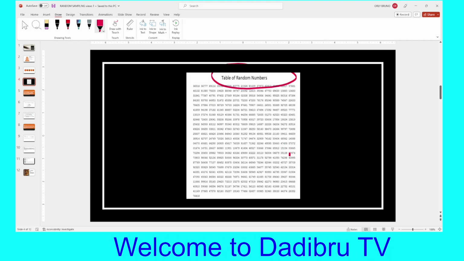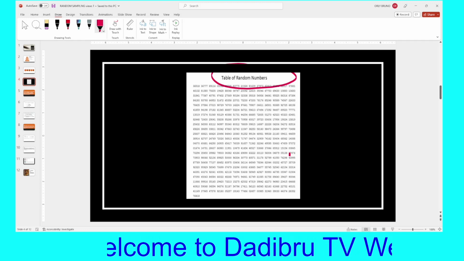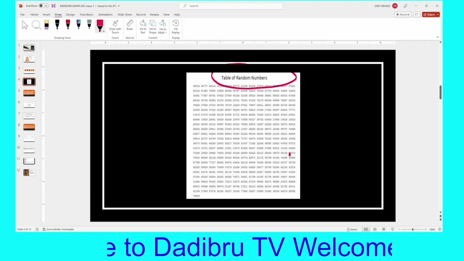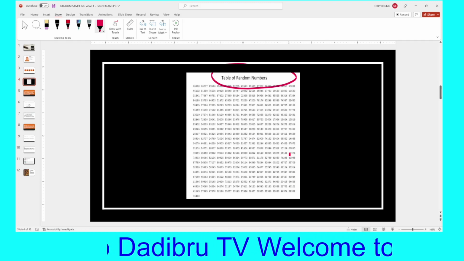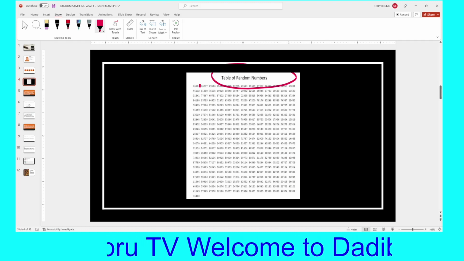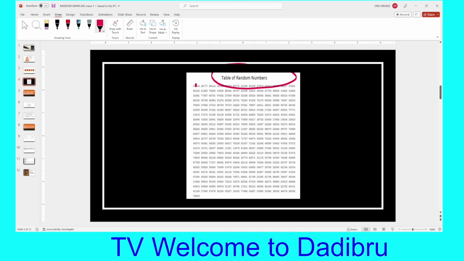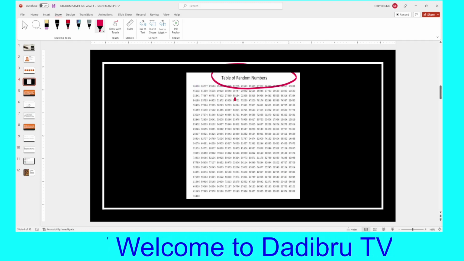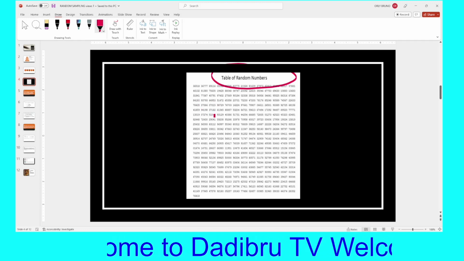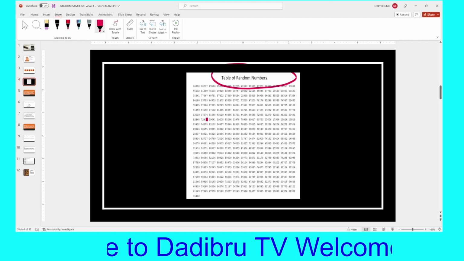Say for example, you want to choose your sample from a given population. Say there are 100 in the population, and you want to choose only 10 samples. So, assign random numbers to each member of the population and then choose your 10 samples. Okay? Now, I'll give you an example.